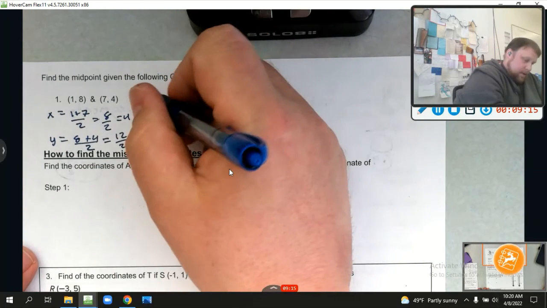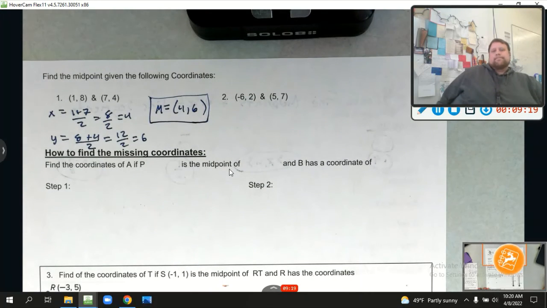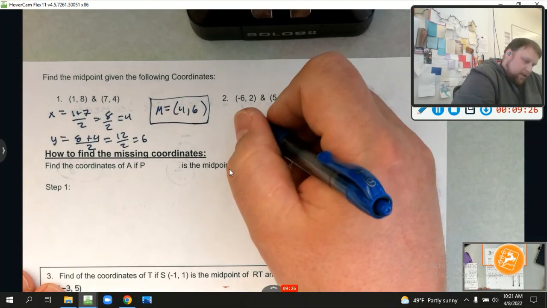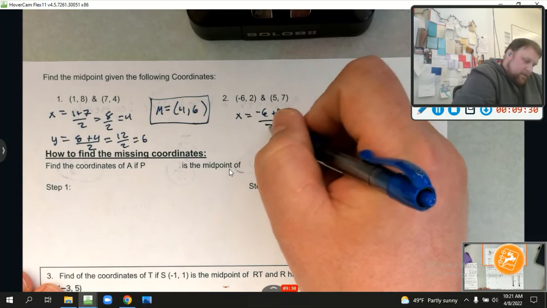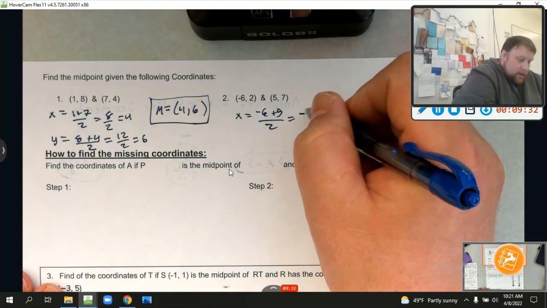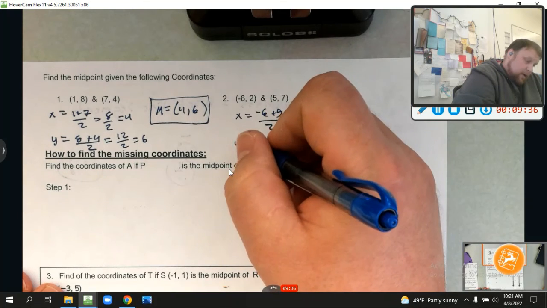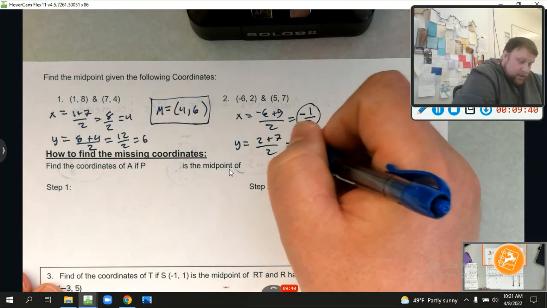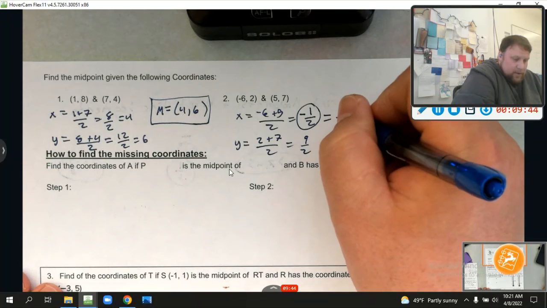Take a minute, pause this. Try the next one. Okay. So I'm going to add them together. For my x value, it is negative 6 plus 5 over 2, which equals negative 1/2. And then for my y, it's 2 plus 7 over 2, which equals 9/2. I'd also write this as either negative 0.5 and 4.5.